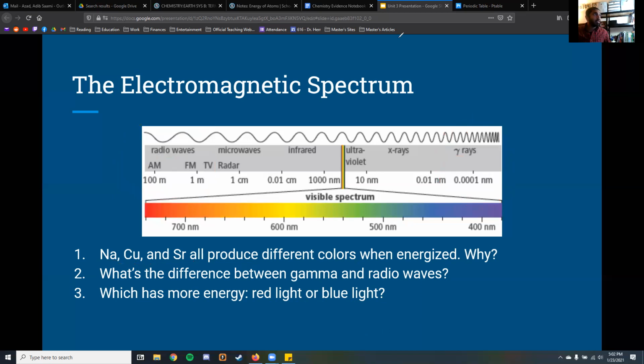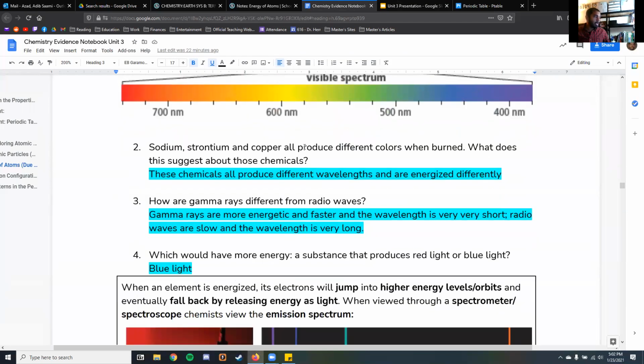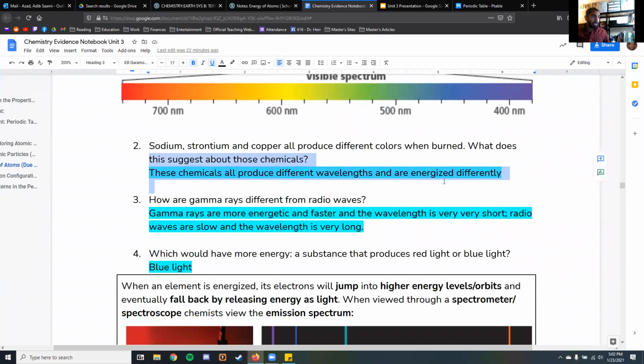Go there and clear that, and look at the notebook here, and there we have it. They produce different wavelengths and are energized differently. The gamma rays are energetic and faster, and the wavelength is very, very short, while the radio wave is essentially the opposite. They're slow, wavelengths are very long, and they're not very energetic.